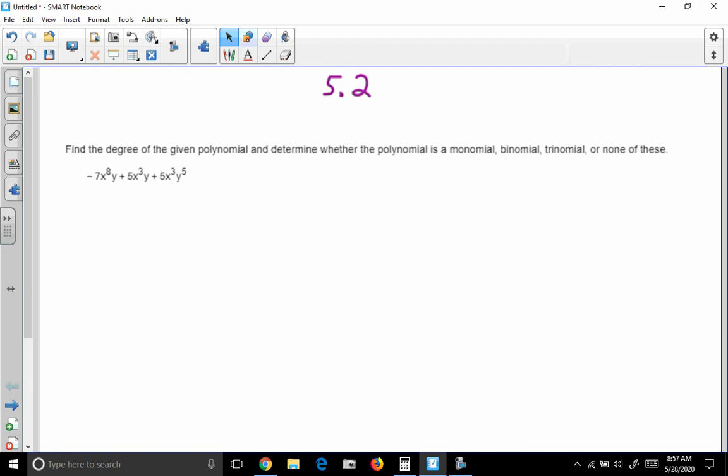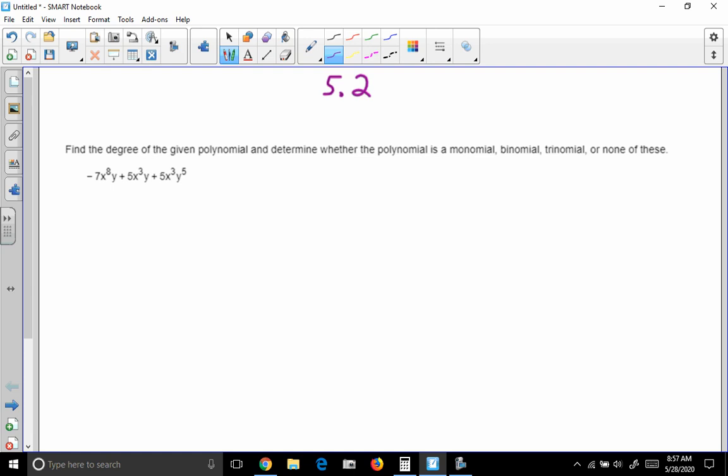So let's work through some examples out of 5.2. To begin with, we're just asked for the degree of this polynomial and to determine is it a monomial, binomial, or trinomial. So let's start with the second part.